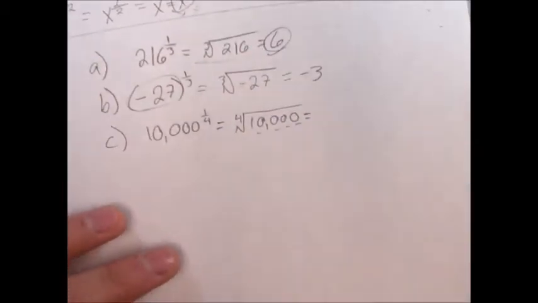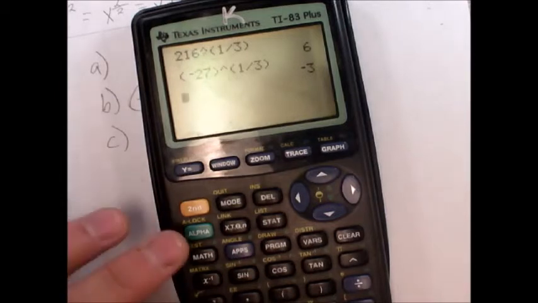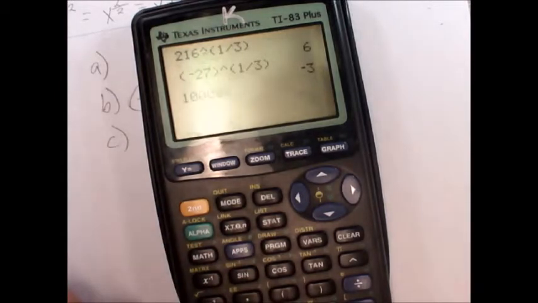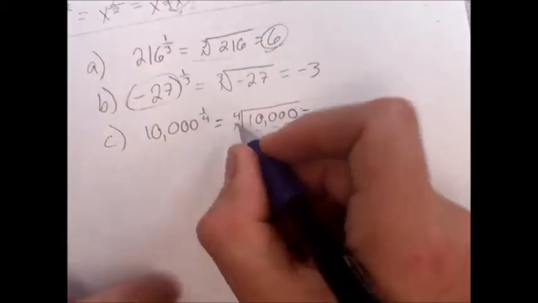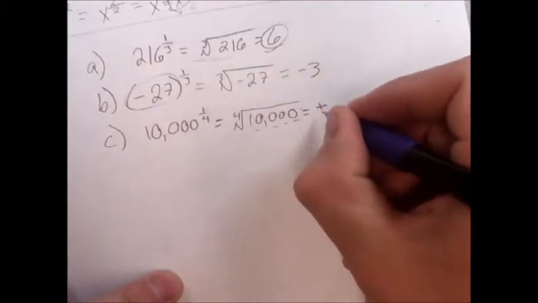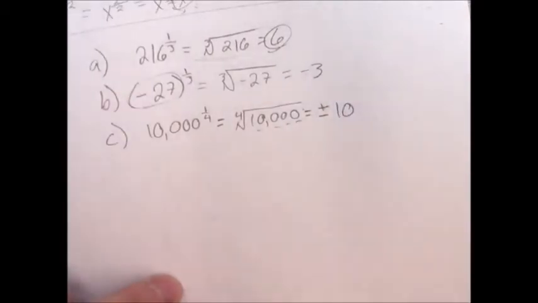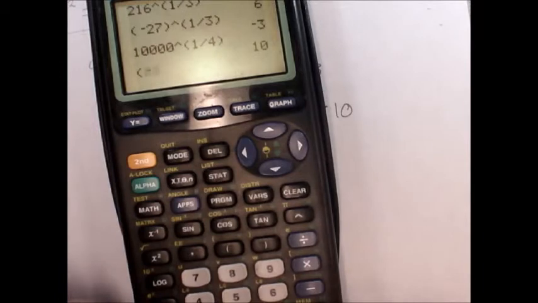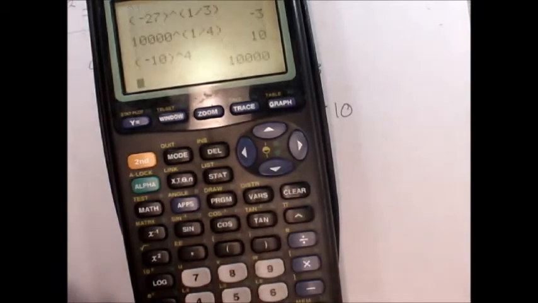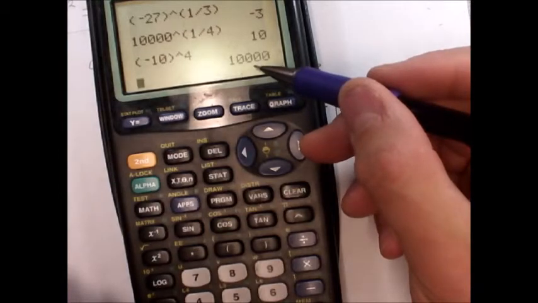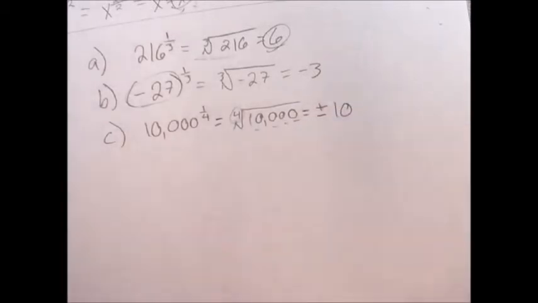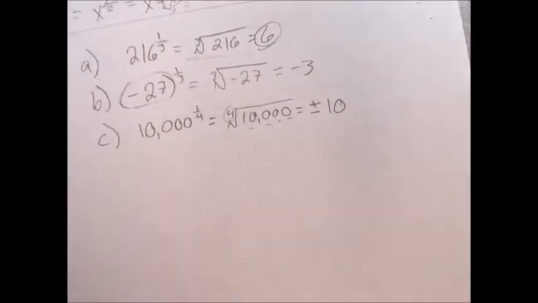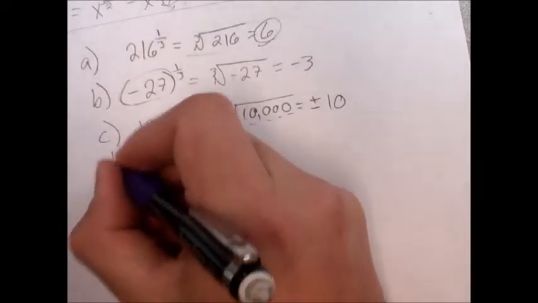But if I wanted to type this into my calculator, I have 10,000 raised to the power of 1/4. I get 10. Now, since this is an even root, I have a positive and a negative answer that goes with this. Because if I take negative 10 and raise it to the power of 4, my answer is still positive 10,000. So I have both a positive and a negative answer.